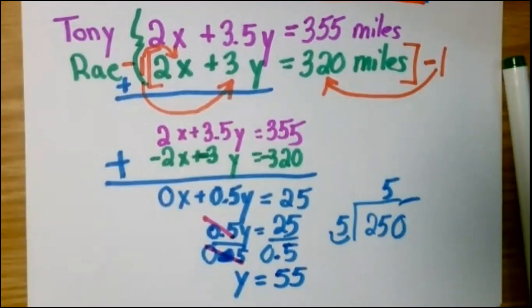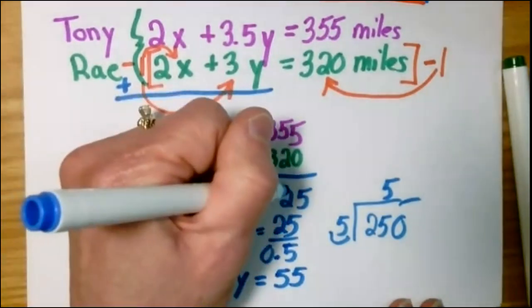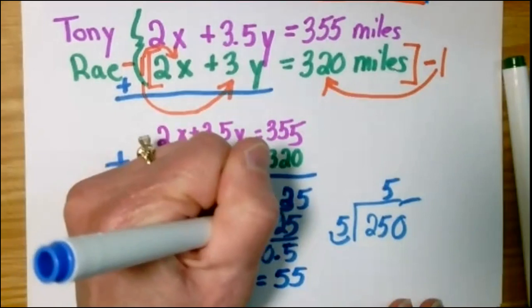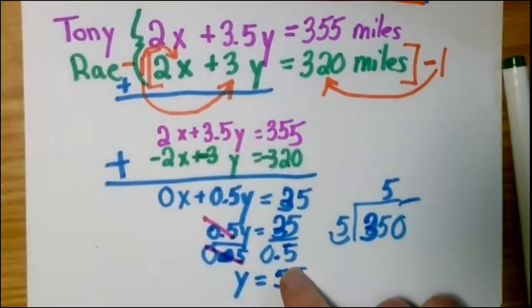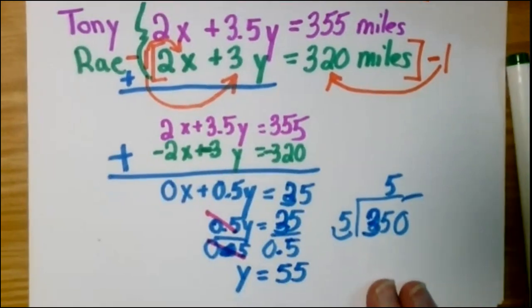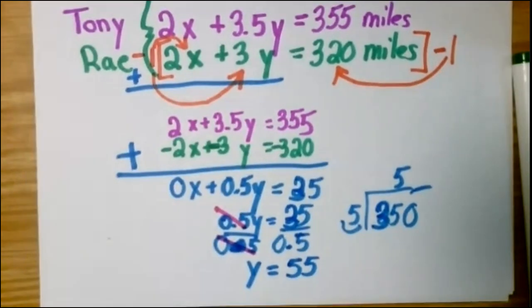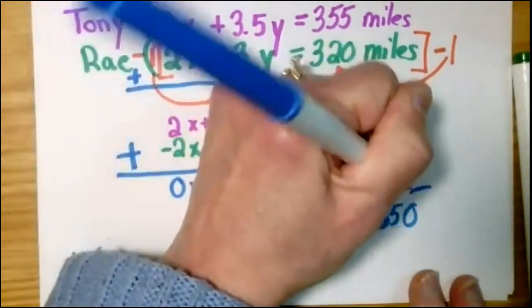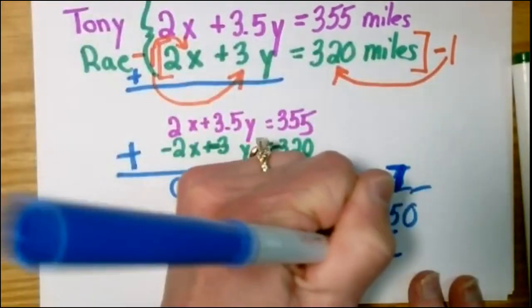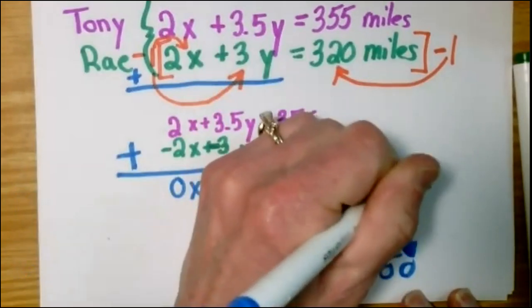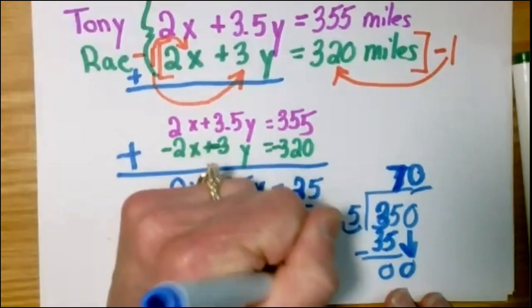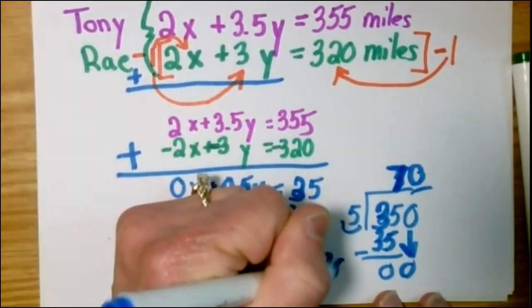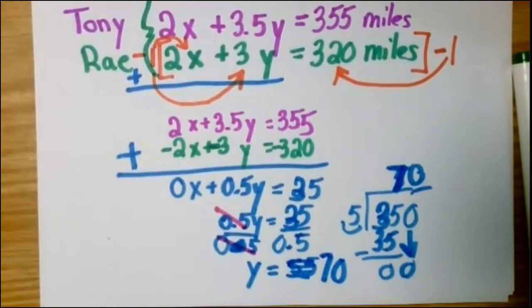Okay, I see my mistake. 5 minus 2 isn't 2. 5 minus 2 is 3. So this becomes 35. So it's 35 divided by 0.5. Always good to check and question yourself. So 5 times 7 is 35. Subtract, bring down the 0, 70. So y is equal to, not 55, y is equal to 70 miles per hour.